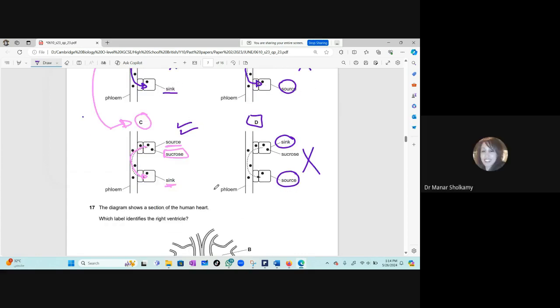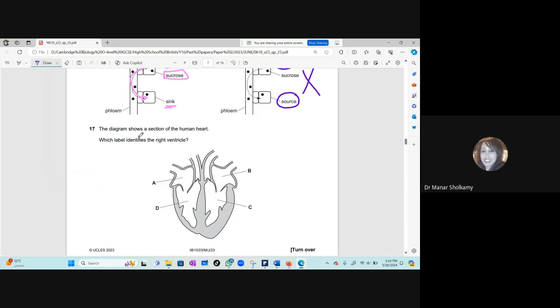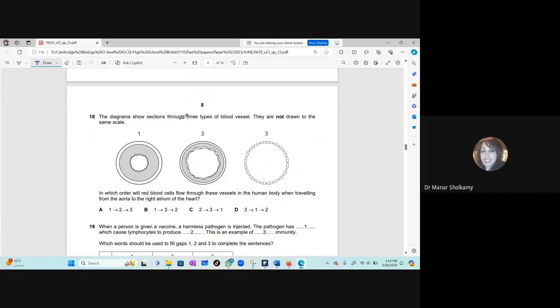No. Okay, good. 17. Which label identifies the right ventricle? D. Yes, it's D. This is the right atrium. And this is the right ventricle. And this is the left side of the heart. Good. Okay. The diagrams show sections through three types of blood vessel. They are not drawn to the same scale, 1 to 3.